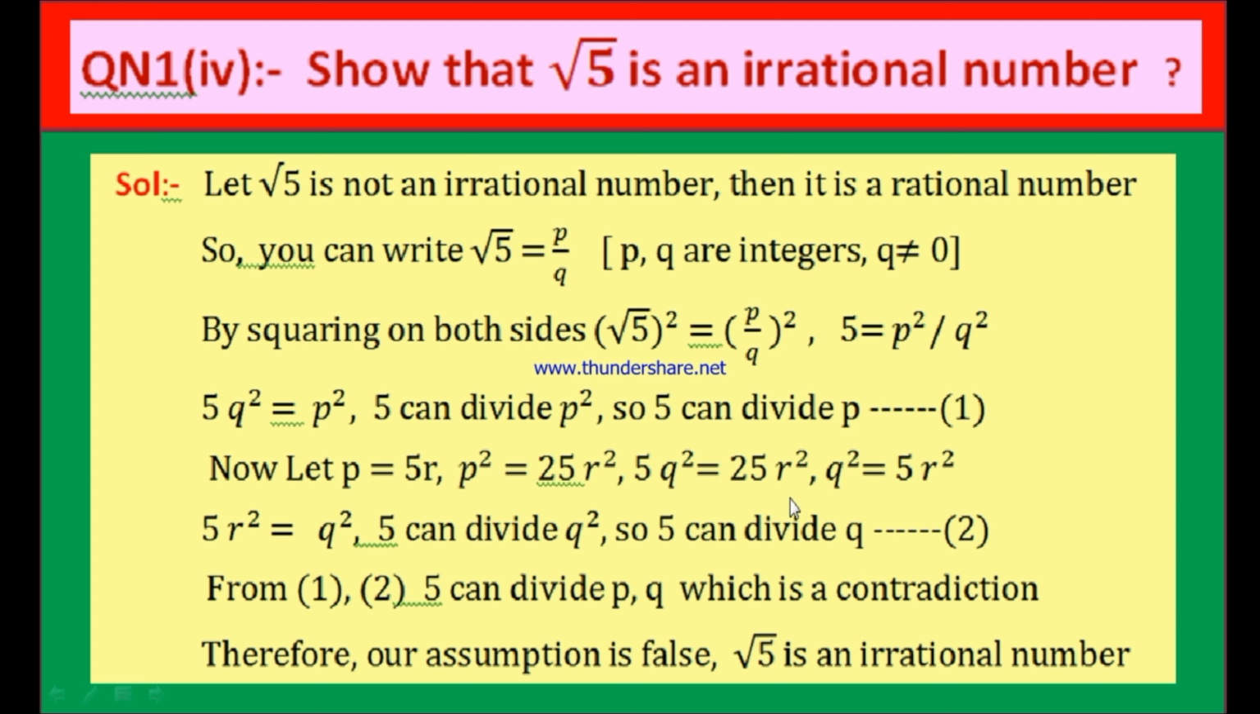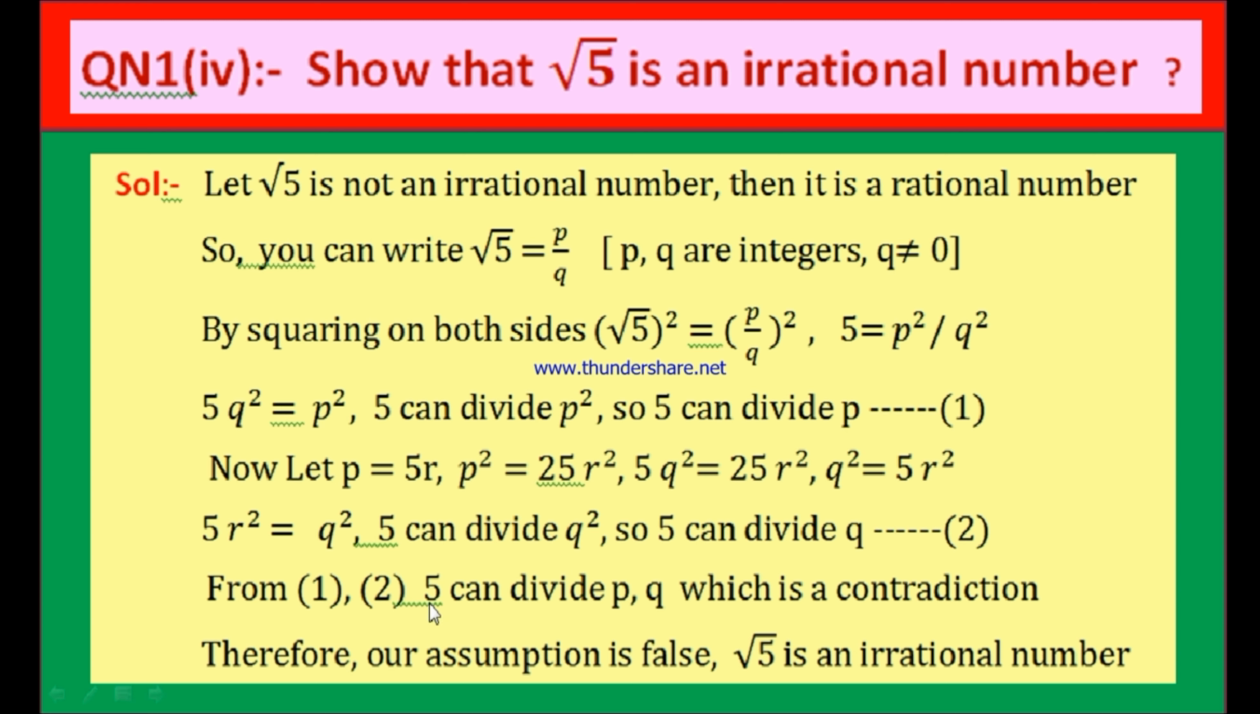What are p and q actually? p and q are the numerator and denominator of this fraction. But while writing any fraction, p and q should be in the simplest form. You should write p and q only in their simplest form. Therefore, our assumption is false.